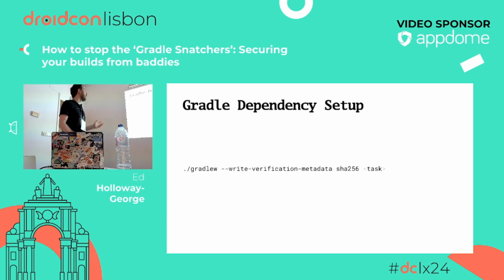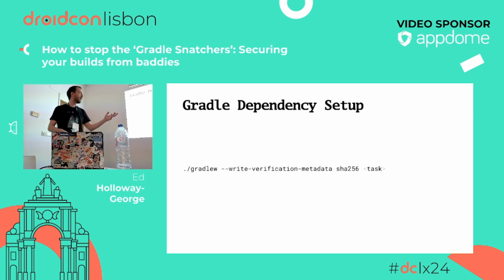So how do we set this up in Gradle? Essentially what we want to do here is run this Gradle task. This Gradle task writes metadata for all dependencies in your app. If you note at the end, there is an optional task, I'll talk about that in a second. But if you run this without the task at the end, it will take your default configuration and generate the SHA-256 of all the dependencies.